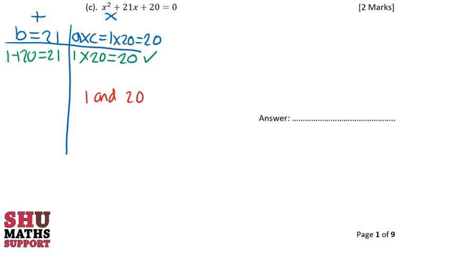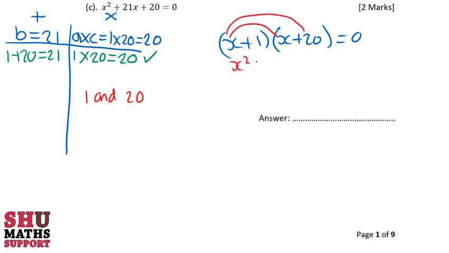So we'll set up our double brackets, and we have x plus 1, and we have x plus 20. And then obviously we need to check this just to make sure we haven't made any mistakes. So if we do x times x, we have x squared. We do x times positive 20, we have positive 20x. Then we have positive 1 times x is just positive x. And then we have positive 1 times 20 is just 20.